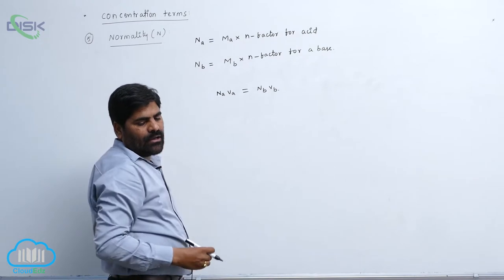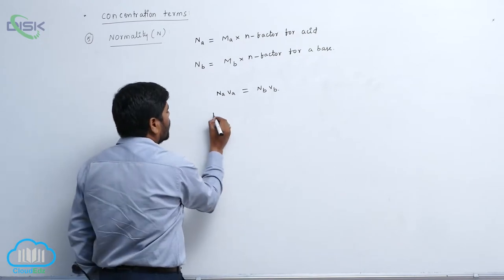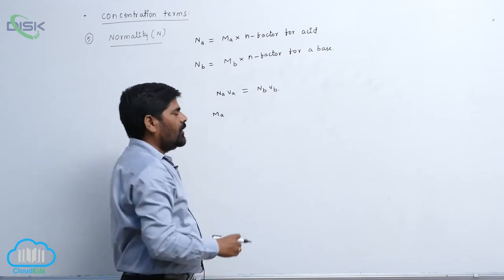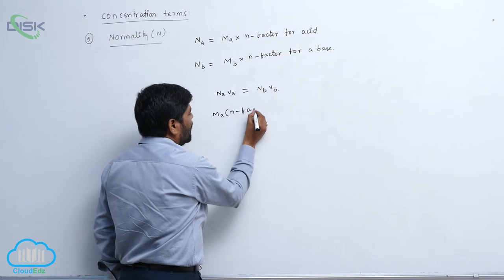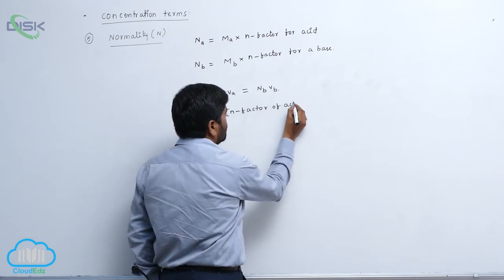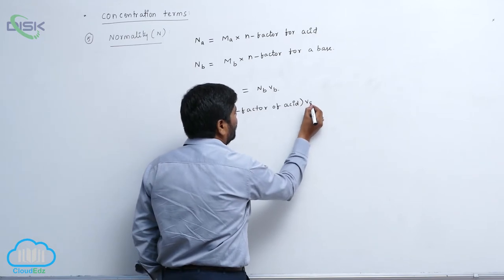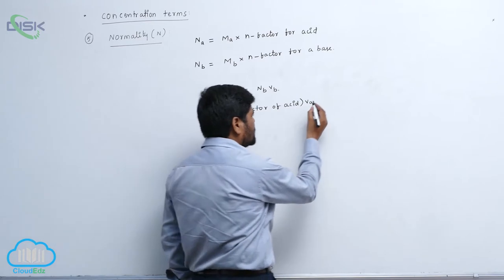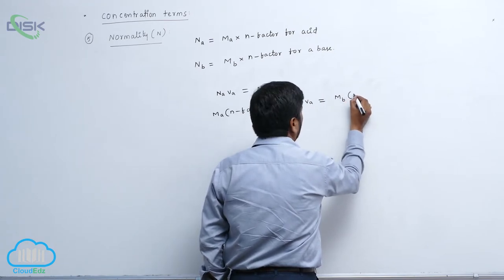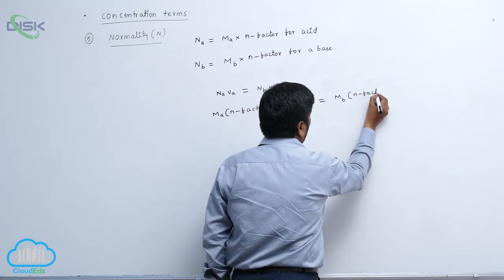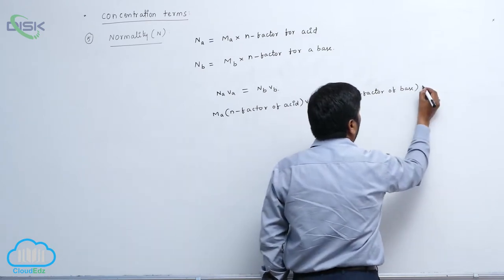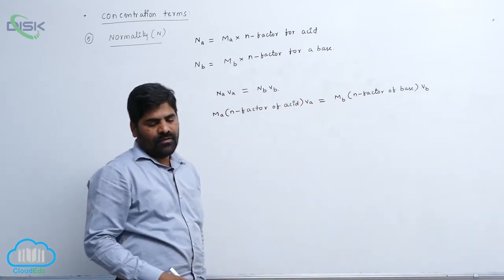This becomes molarity of acid into N factor of acid into VA equals molarity of base into N factor of base into VB.